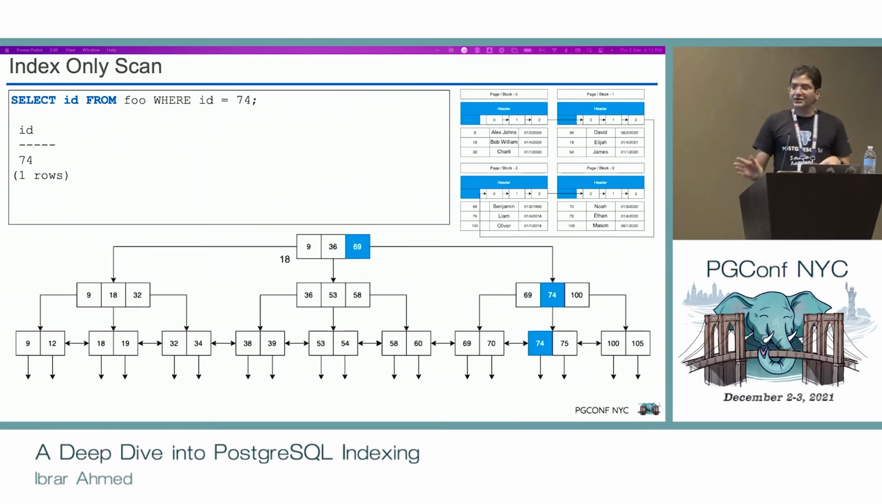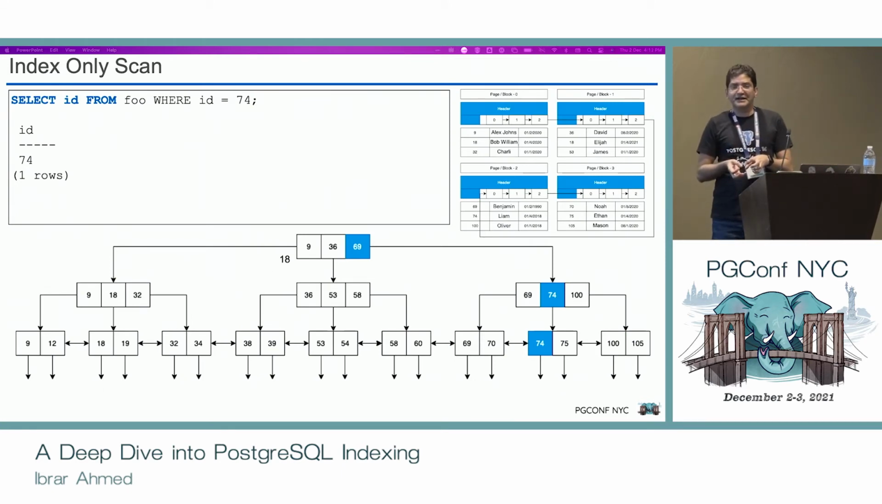So when we are talking about having the full information in the index, we just return the value from the index. We are not reading from the heap.